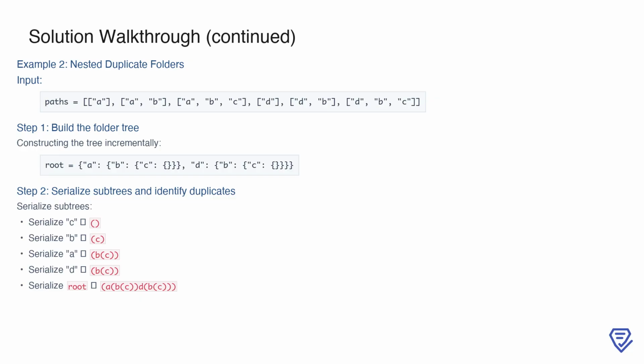As before, we serialize subtrees to identify duplicates. The innermost folder C serializes to C, the B folder serializes to B, C, and both A and D serialize to B, C. Finally, the root serializes to A, B, C, D, B, C, capturing the entire tree structure.